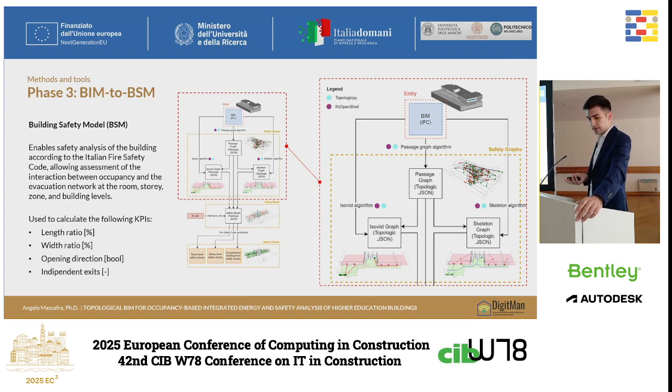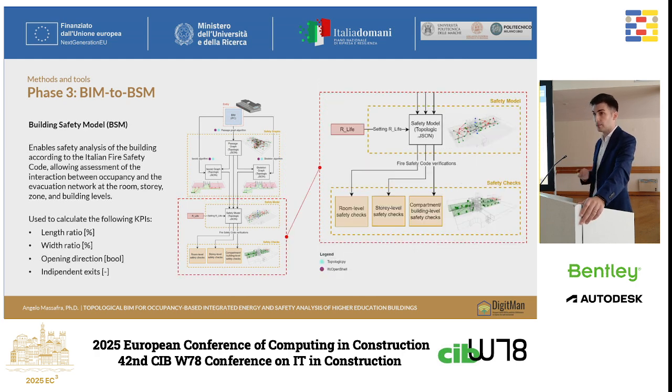And the last one is the skeleton graph that instead allows mapping the evacuation network of the building for making calculations about the width of the main elements, so the corridors, the doors, that of course, as you know, are strongly influenced by the number of occupants that are there. Finally, these 3 graphs are put together into another graph that is the safety model, and this is used for making safety checks at the room, the story, and the building level verification, in terms of safety.